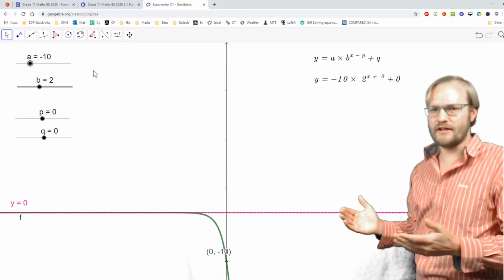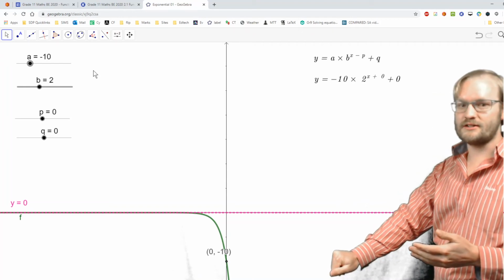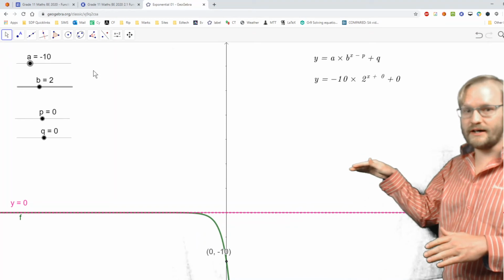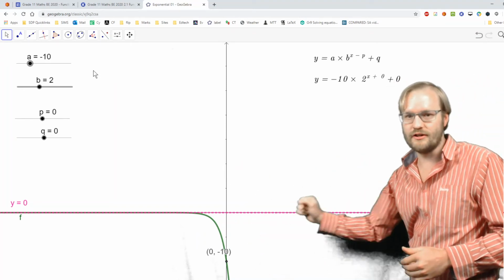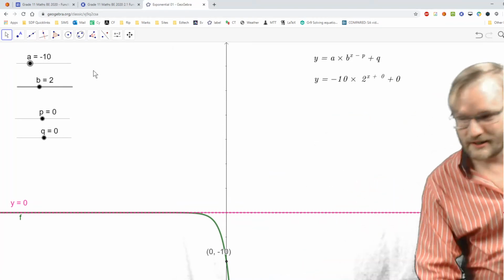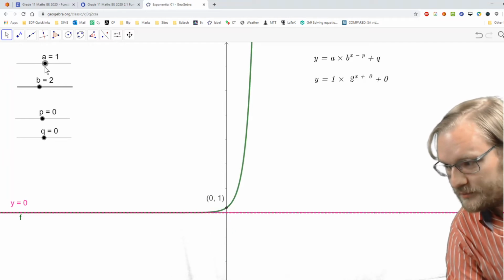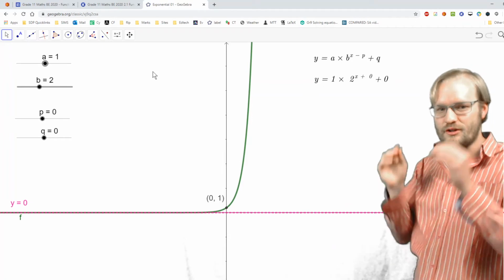All it's doing is reflecting it about the x-axis. Everything else stays the same. The asymptote's still there. Our y-intercept has gone from positive 10 down to negative 10, but we've just reflected it, because that's what our negative a does. So let's put our a back at 1. We're just multiplying by 1, in other words, it's just 2 to the power of x.